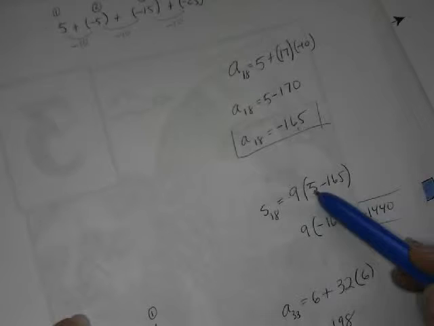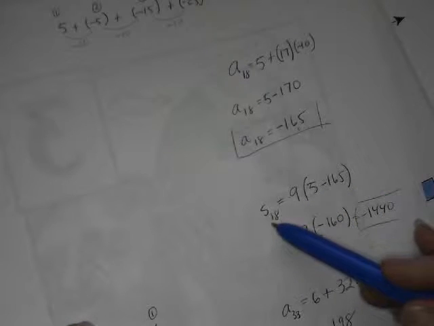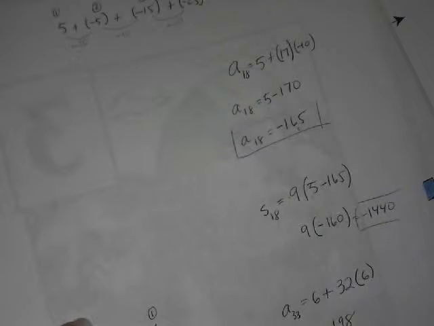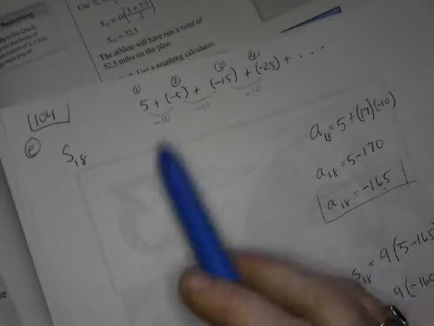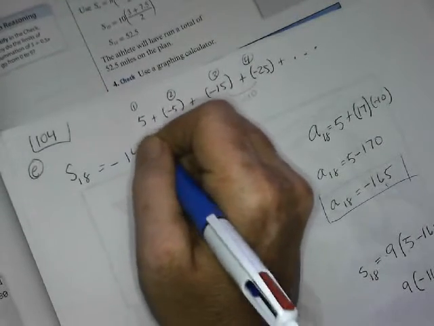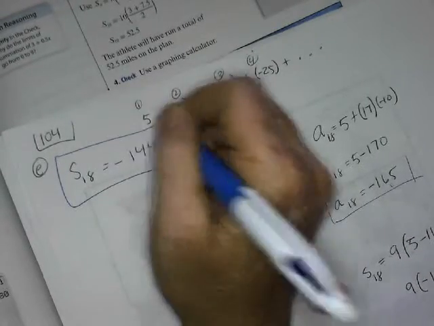So that's why I put the 5 in the 165. And then half of 18 is 9. So you do all that work and you get, there's the answer right there. Negative 1,440 is the sum of the first 18 terms. That's the answer right there. You can look in your book at the examples of these things.